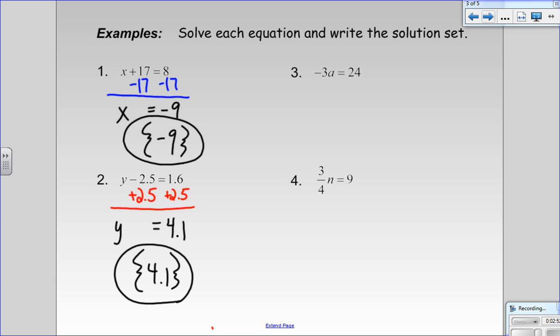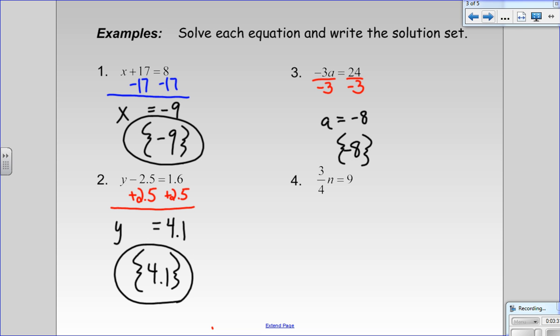For example 3, the operation that's happening is multiplication. So we have negative 3 times a equals 24. If we want to isolate that variable a, we want to do the inverse operation of multiply by negative 3, which would be to divide by negative 3. So I'm going to divide the left side of the equation by negative 3, which means I also want to divide the right side of the equation by negative 3. And then I'll end up with a equals negative 8, which means that my solution is negative 8.